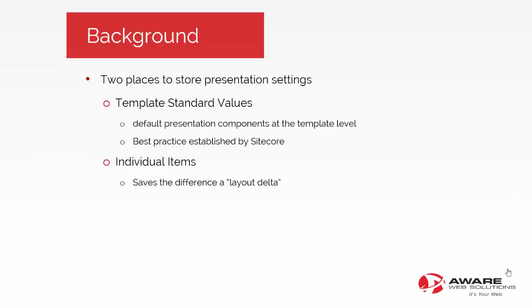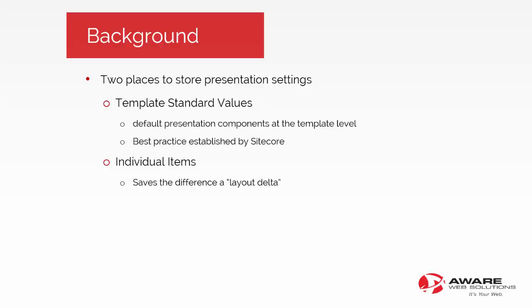Let's start with a little background. Sitecore normally provides two places for you to store presentation settings. First is the template standard values. This provides a place for you to store default presentation components that are then shared between all items that are based on that template. Using the template standard values is a best practice established by Sitecore with the goal of allowing you to define those presentation components in as few places as possible. As we'll see shortly, I believe that this best practice is a little bit out of date.